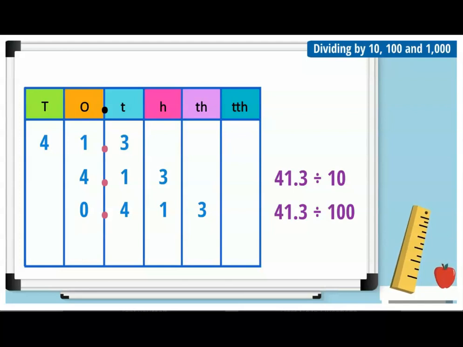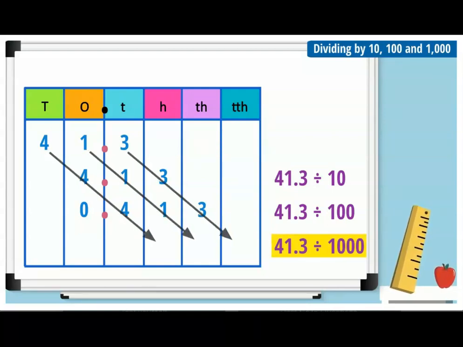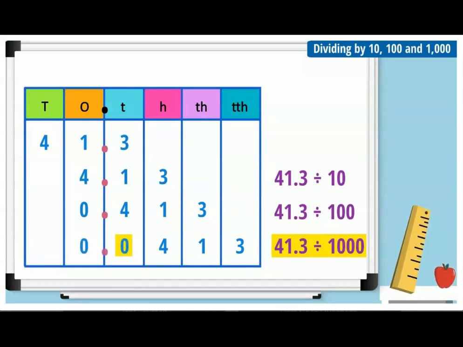Finally, let's divide the number by 1,000. Dividing 41.3 by 1,000 moves the digits three places to the right. But look, we have an empty space in the tenths column. So we need to add a placeholder 0 to the empty space to make 0.0413.